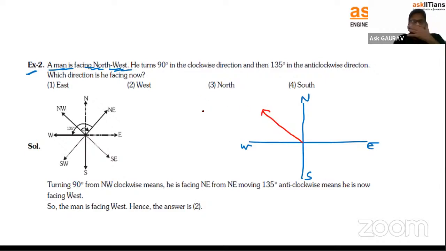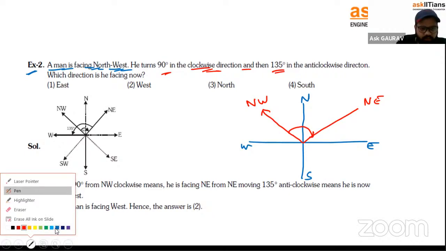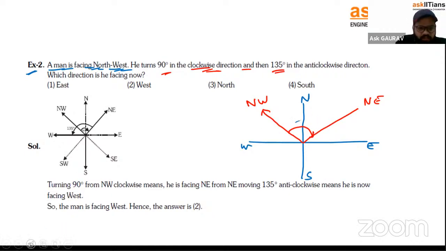He is here. Then he turns 90 degrees in the clockwise direction. So what is clockwise direction? This is northwest. If he moves clockwise 90 degrees, he will reach here, northeast. He will reach here, right? 90 degrees, because this is what clockwise is. 90 degrees in the clockwise direction, and then 135 in the anti-clockwise. If you move 135 anti-clockwise direction, this is how you're gonna move it.